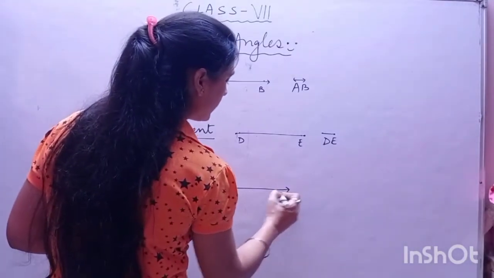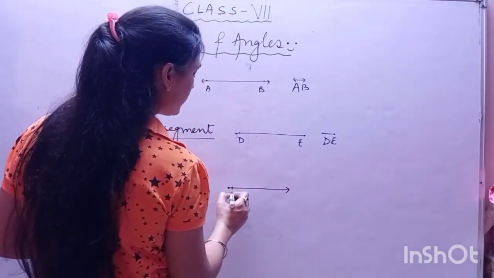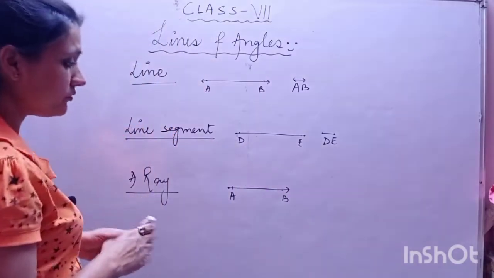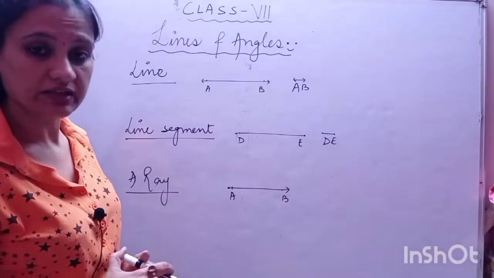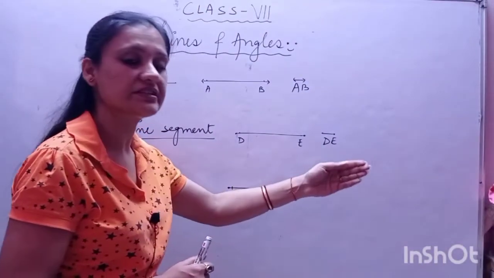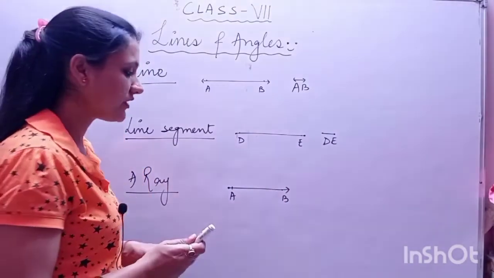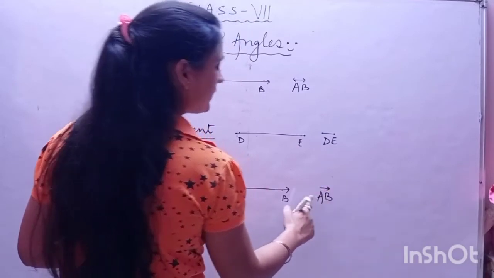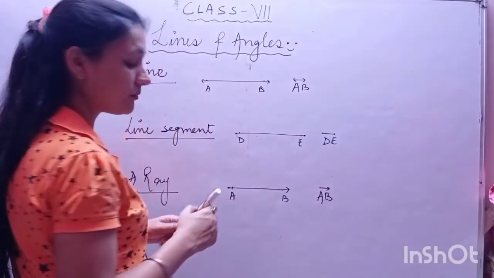Let us talk about a ray. How is a ray drawn? Like this. We can name it AB. By the figure itself you can understand a ray has one end point and it can be extended in one direction. So whenever you see a symbol like this given to you, you can easily find out that we are talking about a ray.